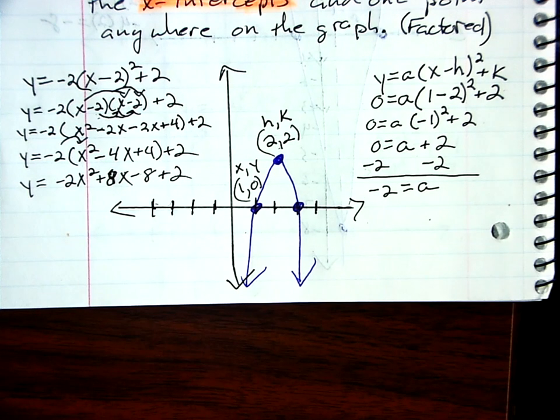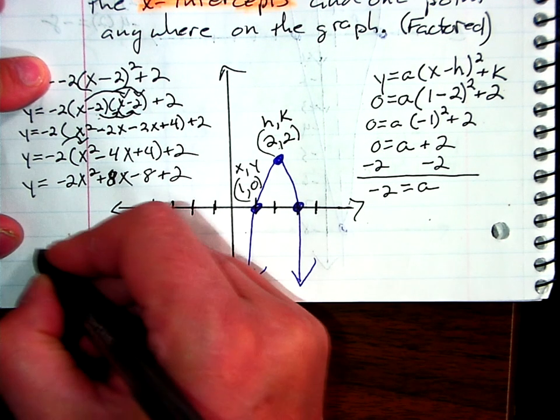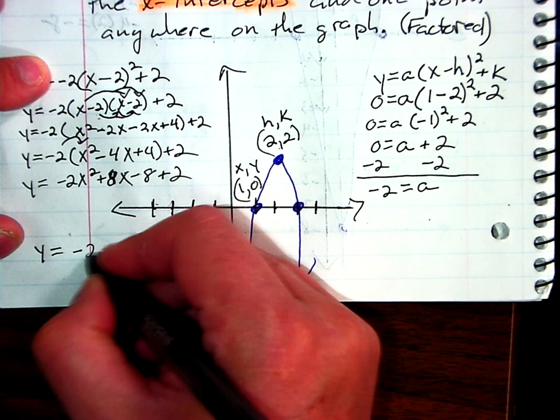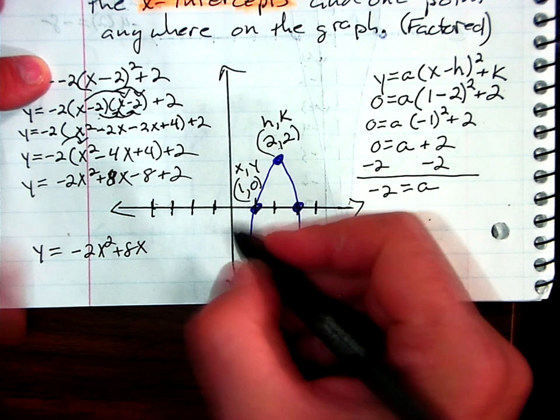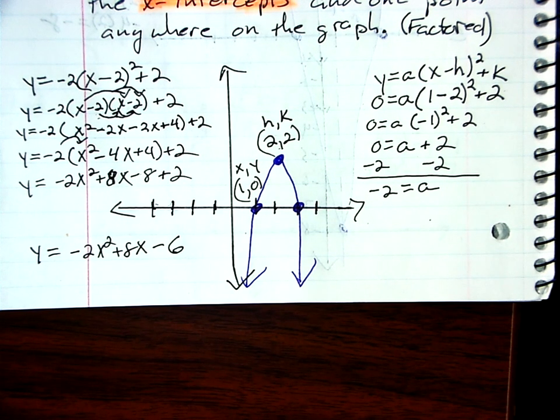All right, am I done? Is that in standard form? Or can I combine one set of like terms? I can combine the negative 8 and the 2. I'm just going to skip a space because my graph is there. Negative 2x squared plus 8x, negative 8 plus 2, negative 6. Congratulations, we're halfway done with our lesson.